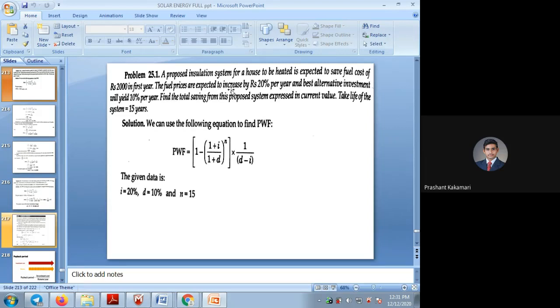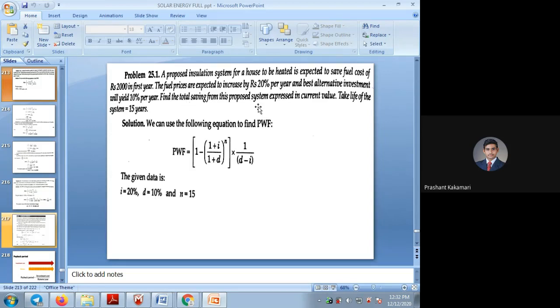The fuel prices are expected to increase by 20%. So every year the fuel prices are going to increase by 20%, which we have to consider. That 20% is the inflation because the fuel prices are going to increase. Then, the best alternative investment will yield 10% per year. Alternative investment means you can keep the money in a fixed deposit or some insurance. With that alternate investment, it is 10% discounted money, meaning you get 10% per year. So that discount rate is considered as 10%.